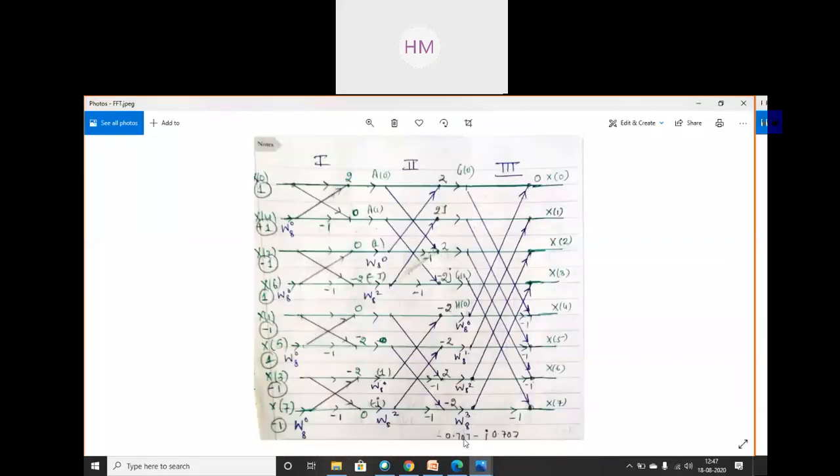Okay, so you got all the values. So the fourth value is perfect. So now what we will do, we will write down this value in our diagram, and these twiddle factors. Where you have to write this twiddle factor, that is also very important. So you can see this in this diagram where we are writing.